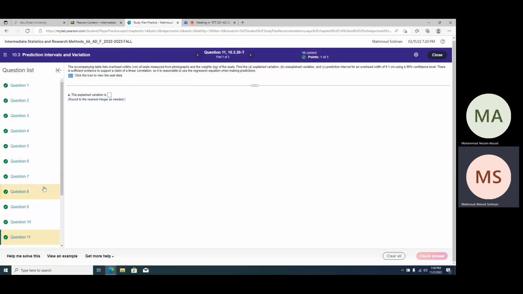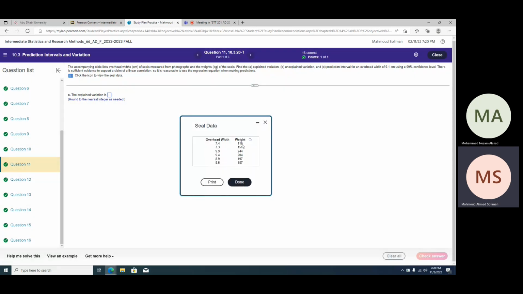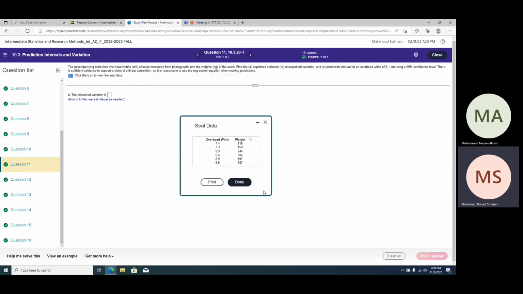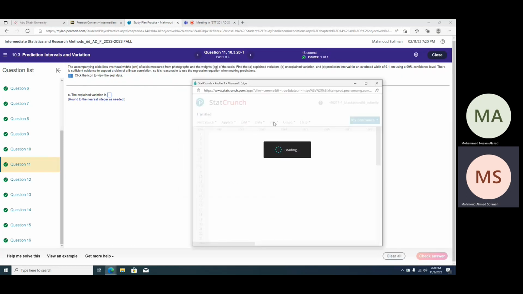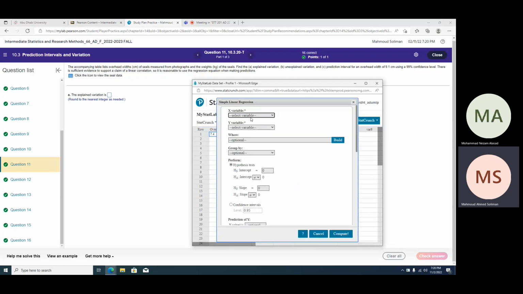Last, should we do more? This is the same one, I think. Same, explained variation. Everything is there. Let me try on this. Regression, simple. Can I guess what we need to do? X variable. Can you click the X variable? It's overhead width.